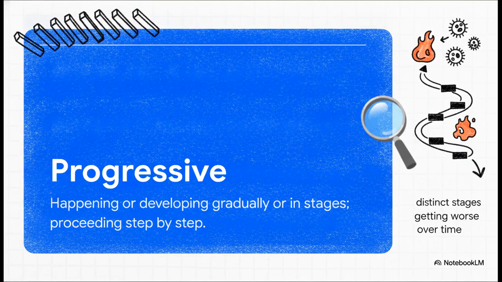Next up is the word progressive, and man, this one is absolutely crucial. It tells us that RA isn't just a static condition. It doesn't just happen once and stay the same forever. Without medical intervention, this disease acts like a biological domino effect. It develops gradually, moving in stages, step by step, and frankly getting worse over time as the immune system just keeps up its mistaken assault.